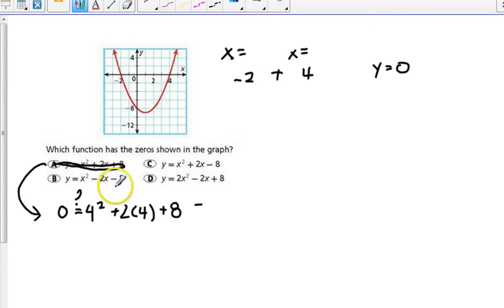So the idea is that you would plug in the zeros that you see on the graph into the equation to see, do they really give you a y value of 0? And only one equation of the 3 remaining will actually work out. This does not actually equal 0, by the way.